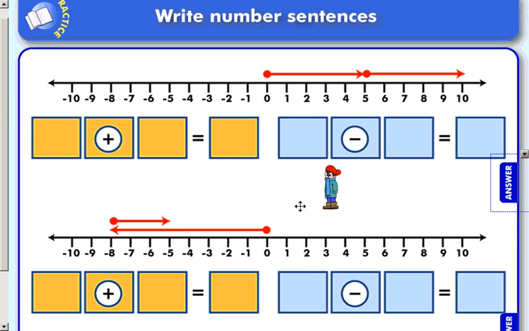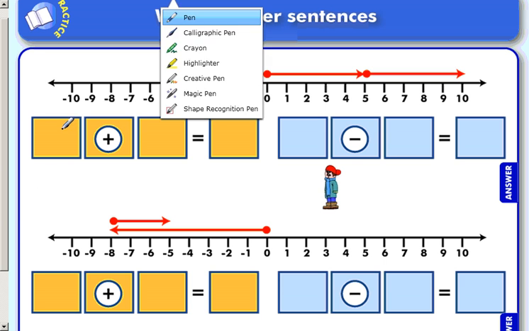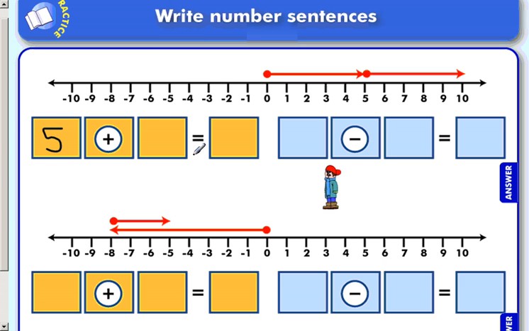So here we're going to be looking at writing number sentences. This first picture shows 5 plus 5. And if we were going to be putting numbers in our box, we'd have 5 plus 5 equals 10. Now how are we going to do that same thing with a subtraction problem?